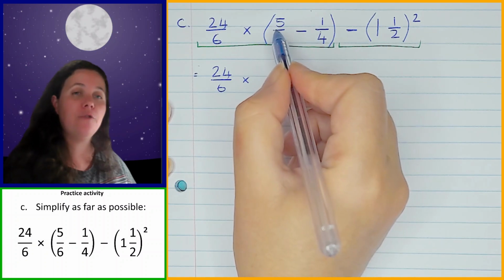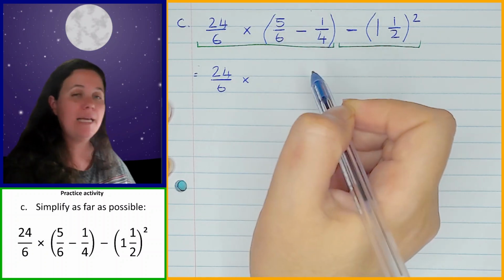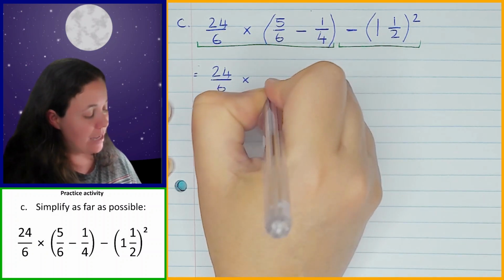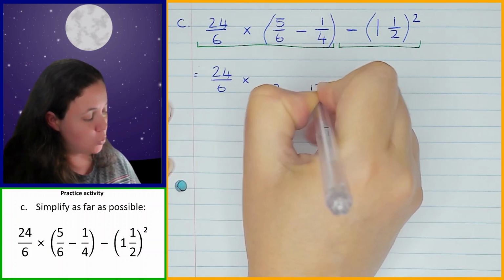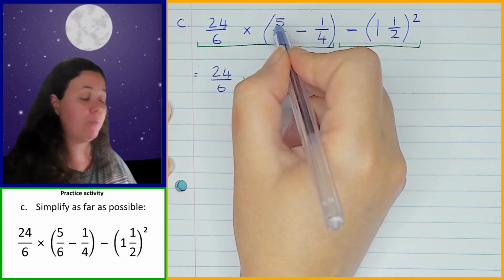Times. Over here, 5 over 6 minus 1 over 4, I need to find my LCD. So the LCD for 6 and 4 is going to be 12. So I have 12 and 12. I need to multiply the 6 by 2, so I times the top by 2, and that gives me 10.